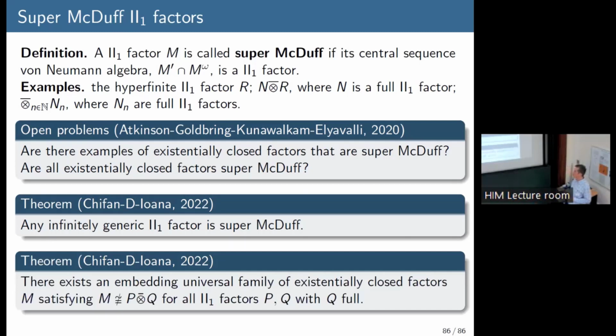Okay, and the last application is that we can look at a different class of this family, which I didn't define, existentially closed factors, not just these infinitely generic II_1 factors. And we can study some tensor product decompositions. So using our main result, that any von Neumann algebra embeds into a property P von Neumann algebra, we were able to construct, by an inductive limit procedure, an embedding universal family of II_1 factors. All of them will be existentially closed, and none of them can be written as tensor products of II_1 factors, and one of them will be a full II_1 factor. Okay, and that will be everything.